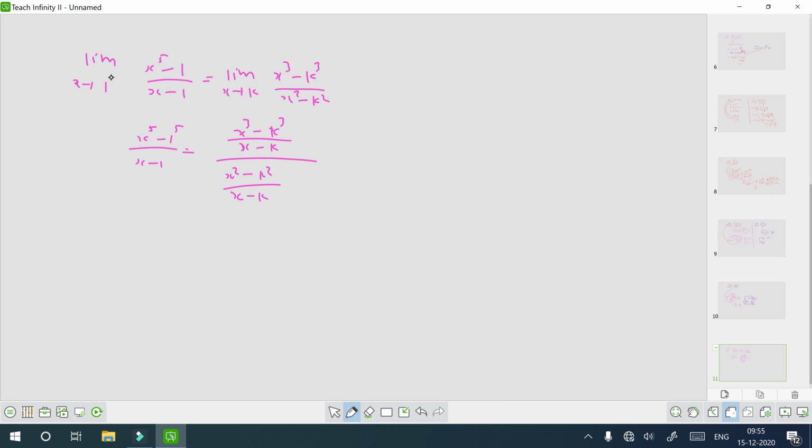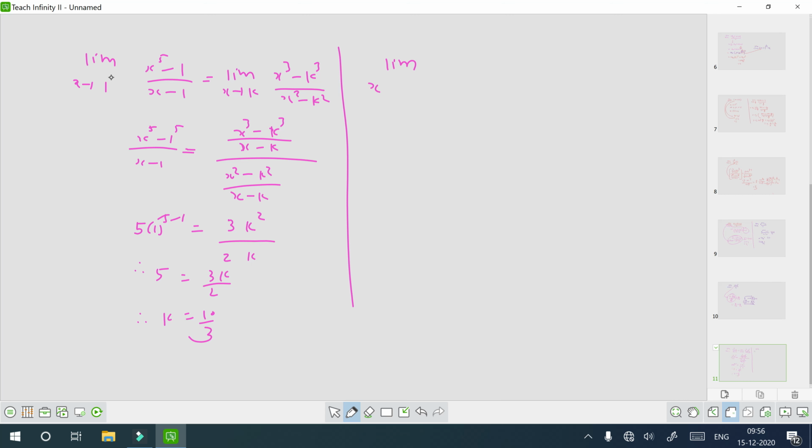Now according to the standard form, 5 into 1 raised to 5 minus 1 is equal to 3 into k raised to 3 minus 1, that is k square, over 2 into k raised to 2 minus 1, that is 2k. So 5 is equal to 3k by 2. So k is equal to 10 by 3. K is equal to 10 by 3. Yes or no? Yes. Next one is an important thing.